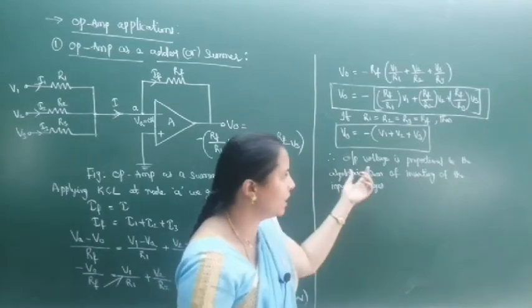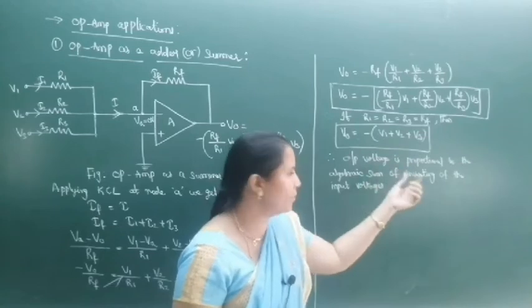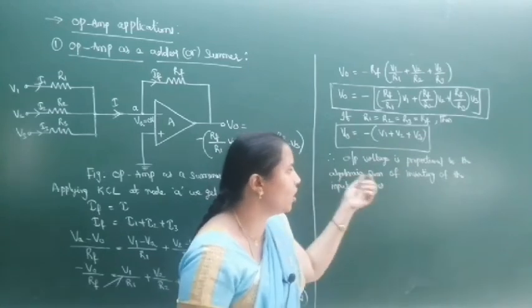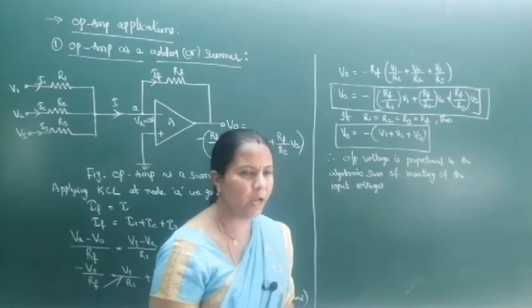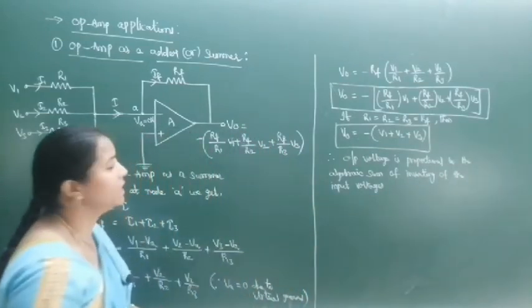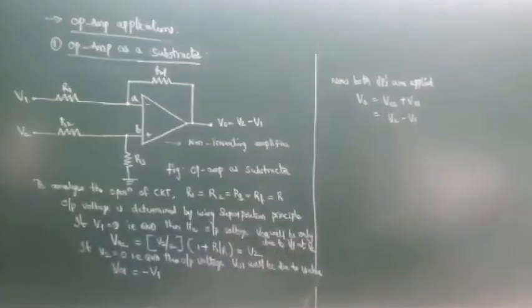The output voltage is proportional to the negative of the algebraic sum of the input voltages. So this is about the op amp as an adder or summer.